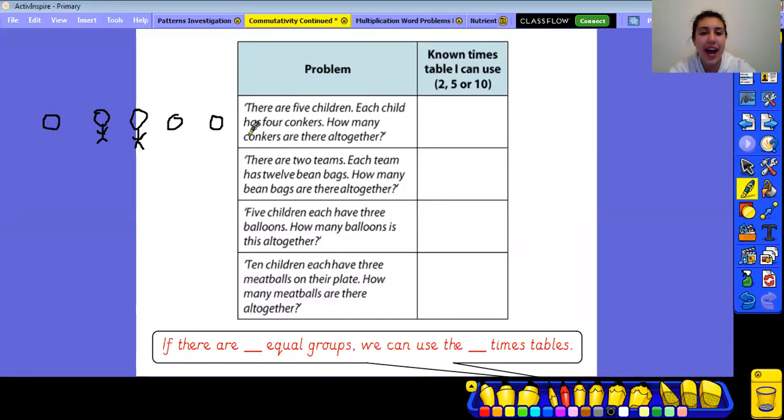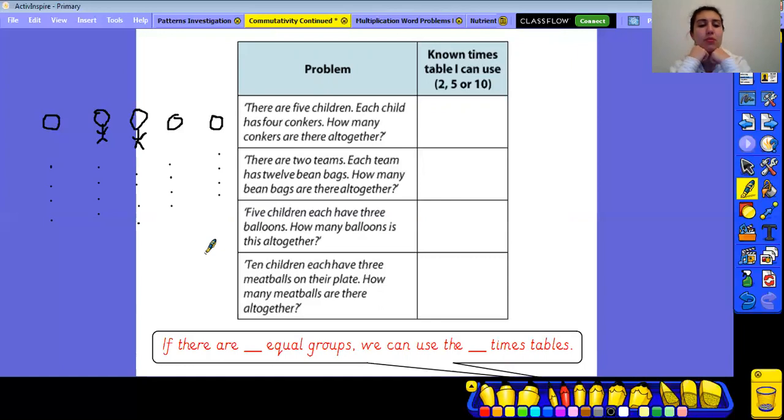Each child has 4 conkers. Now, conkers are these wooden round things that come from trees. So each of these children have got 4 conkers. 1, 2, 3, 4. Now, what I could do is I could say, well, I've got 5 children, and then count in my 4s. But that doesn't sound right because I don't know how to count in my 4s yet.